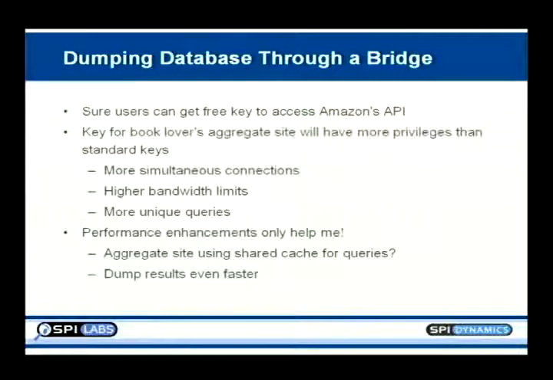Any performance enhancements that BillysBooks.com does only ends up helping me. Let's say the aggregate site, Billy's Books, has some type of cache. Well, if it's caching these queries, every time I ask it for an author, if that author's in the cache, that's one less query it's got to make to Amazon, and it comes back to me twice as quickly. So any performance increases only mean I get more authors and I get them faster.